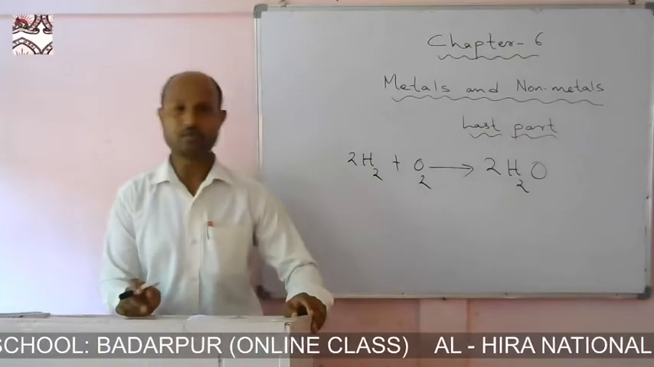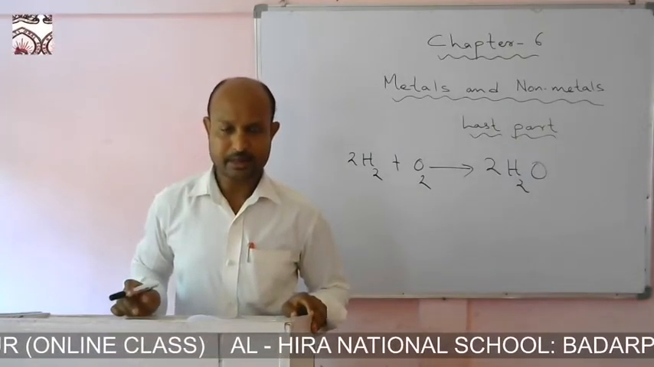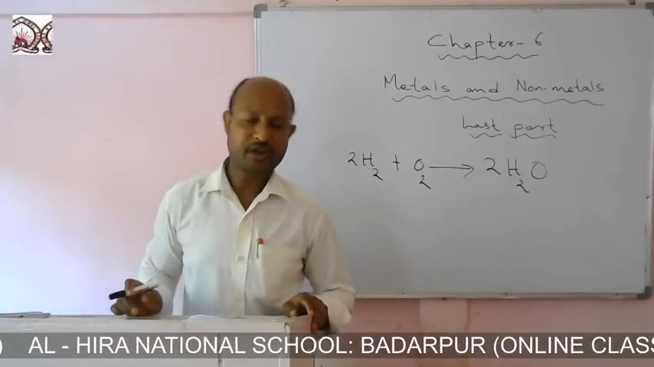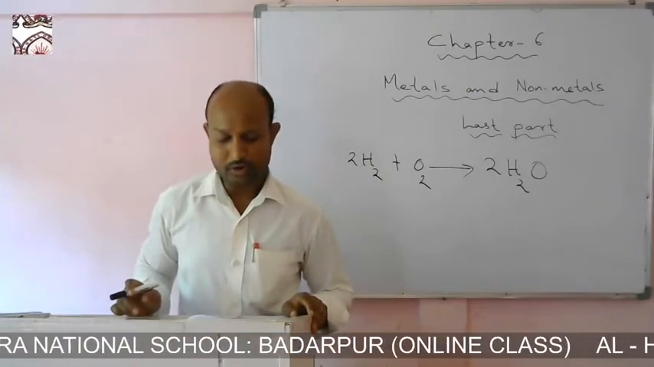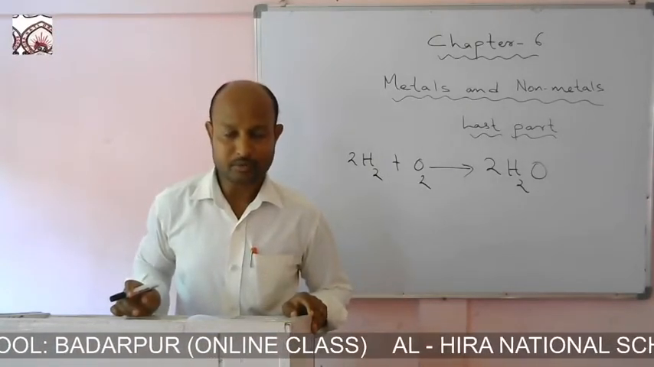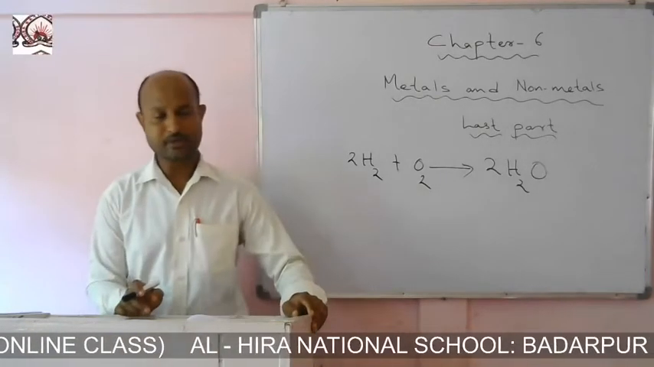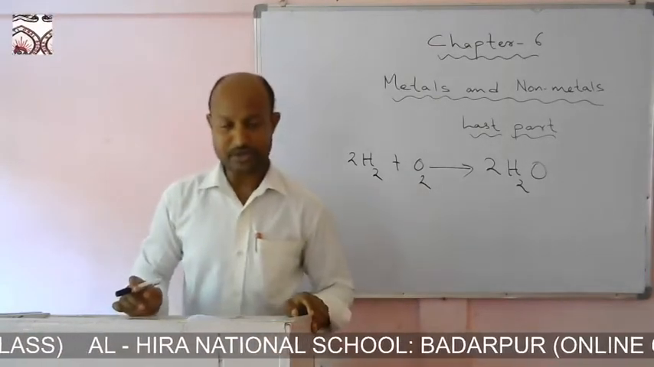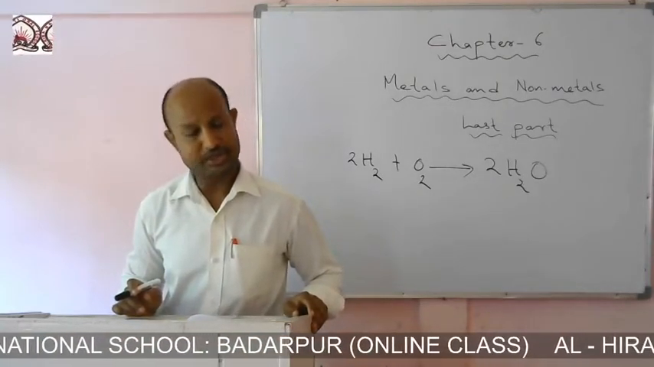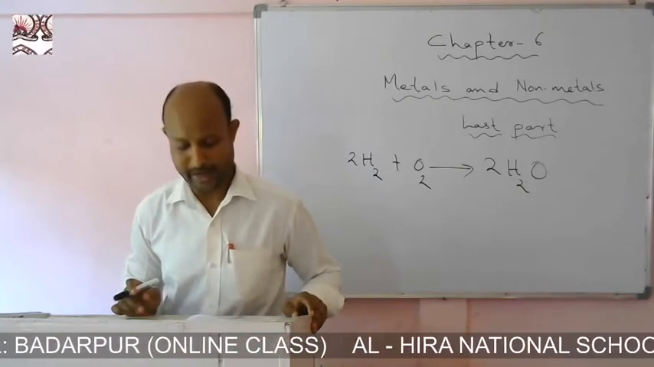Now, the second one we have is action on water. When the non-metals react with water, what happens? Non-metals do not react with water. However, chlorine dissolves in water to form an acidic solution. Chlorine, as you know, always dissolves in water to form an acidic solution. But most of the non-metals do not react with water. When the solution is placed in sunlight or heated, oxygen is liberated and hydrochloric acid is left behind.